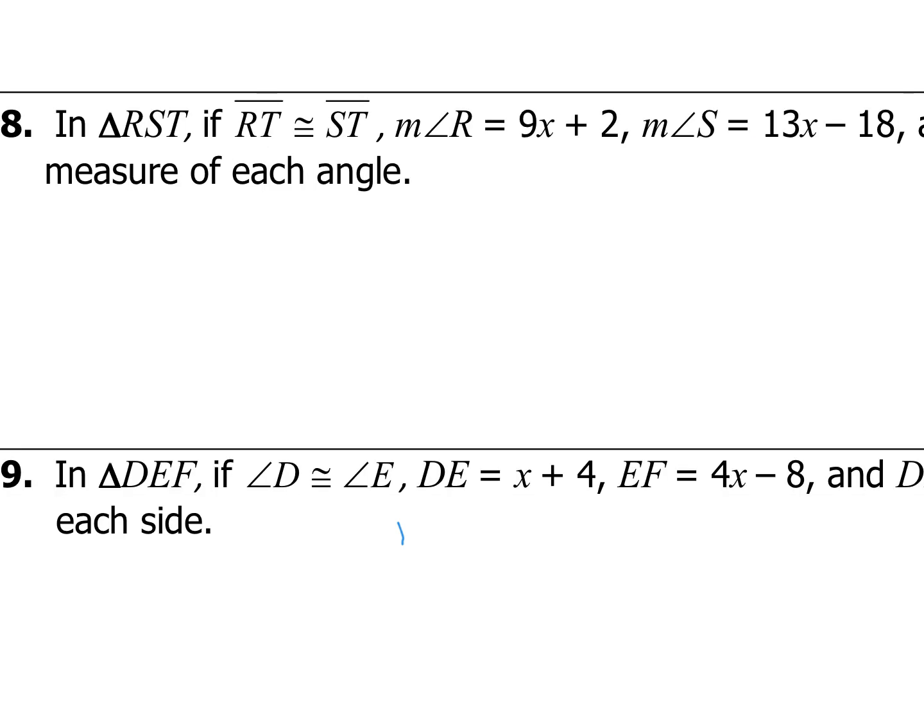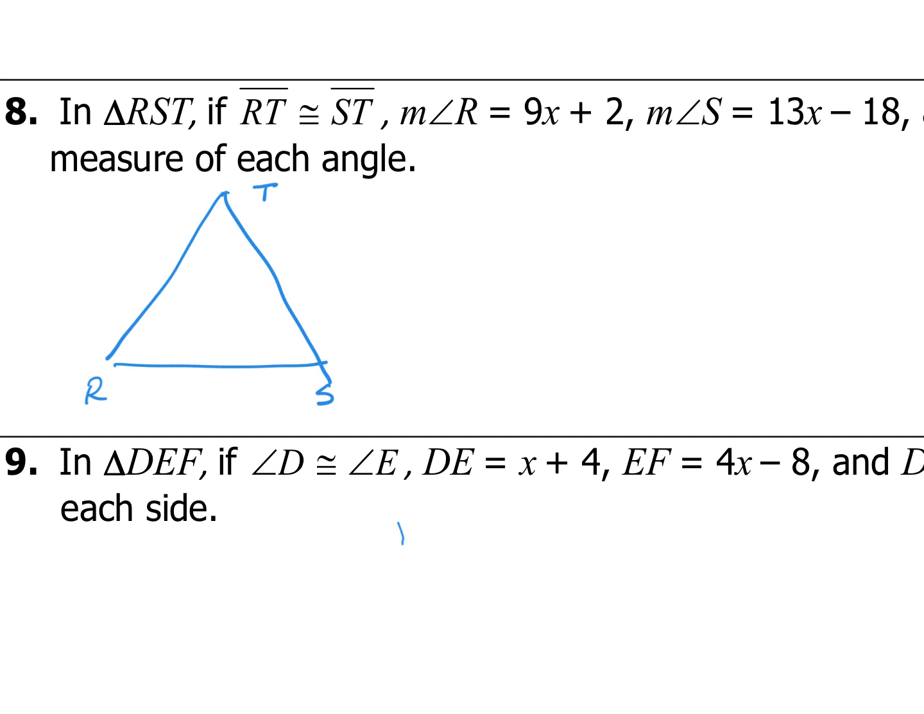All right, on number 8, I know I've cut off some words here, but the question's saying that we have this triangle RST, and it gives us information about angle R, angle S, and angle T, and we have to find all the measures. So what we're going to do first is draw our triangle. So we have our triangle RST, and then we're going to mark RT and ST congruent. So that's the piece that we're going to need. And then I'm going to label all of the angles.